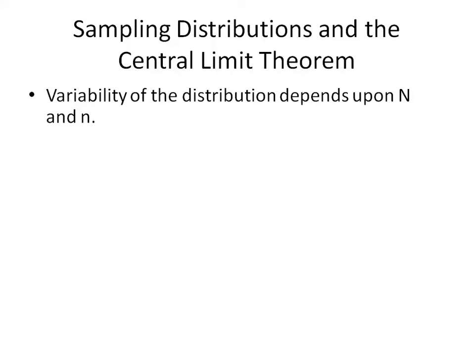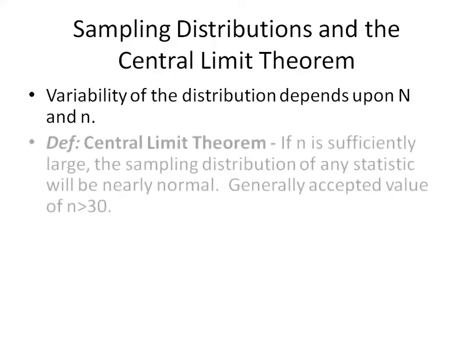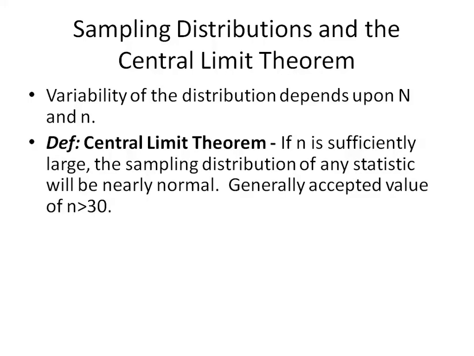So the variability of this distribution, which we'll call the sampling distribution of the mean, depends on your population size and the sample size that you draw. So we're going to define something called the central limit theorem that basically says if your sample size little n is sufficiently large, the sampling distribution of any statistic that you have will be nearly normal. Generally accepted value of this is a sample size of greater than 30.